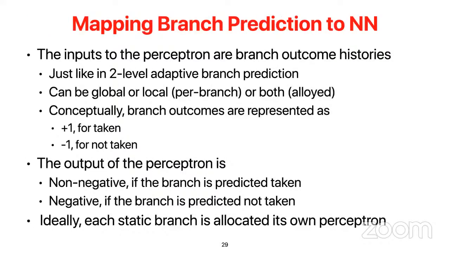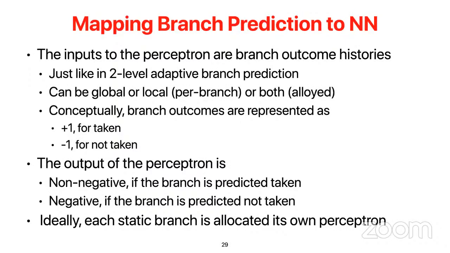So the basic idea is that let's map the branch prediction to be an NN problem. The inputs to the prediction perceptron are just the branch outcome history, right? The branch history. And it's just like a 2-bit branch prediction. And the history we use could be global or local, right? And conceptually, the outcome is just predict taken or not taken, like plus one or minus one. You can just reformulate your branch prediction problem to be an NN problem like this, right?